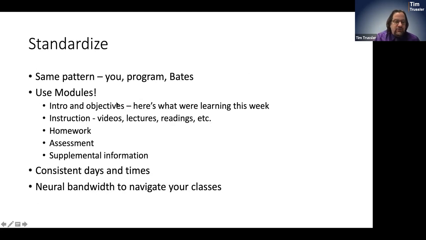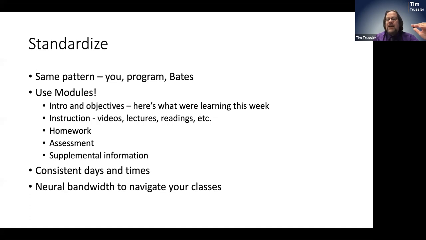I've got a sample module up here, that second bullet. I do not in any way, shape, or form say that I am Moses coming down from the mountain with the stone tablets, but this is a sample module that you could do. And pretty much anytime I teach, this is the module that I use. I'll say, here's week one.